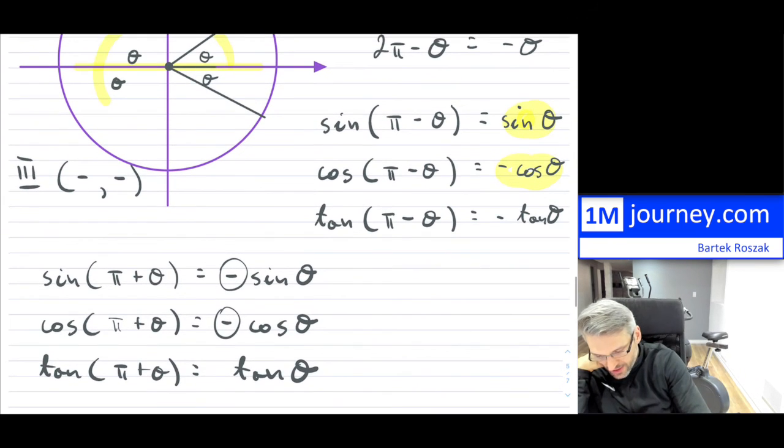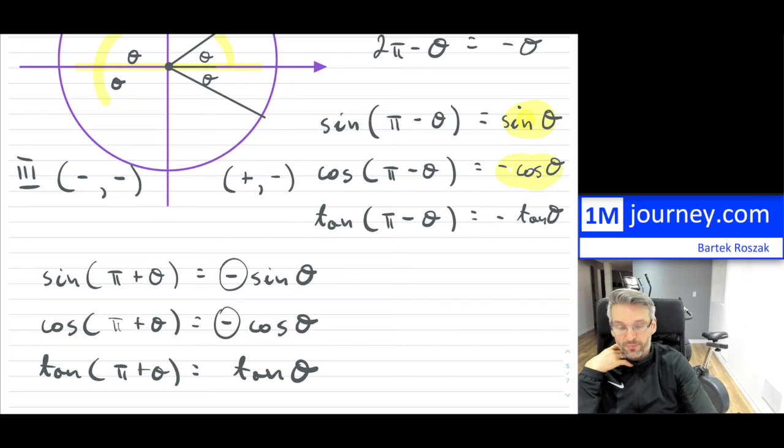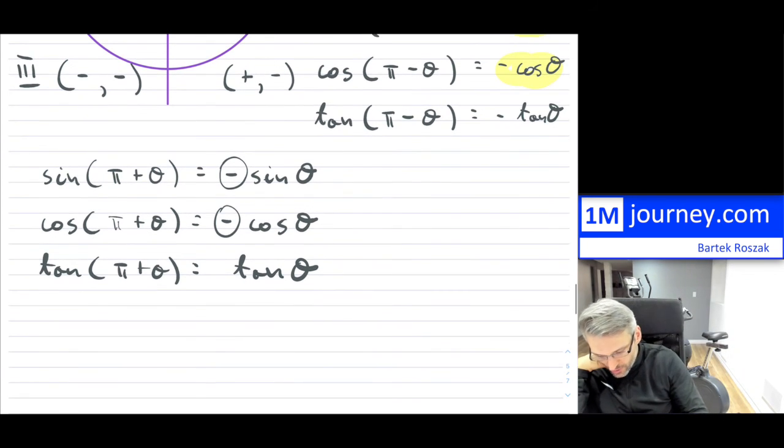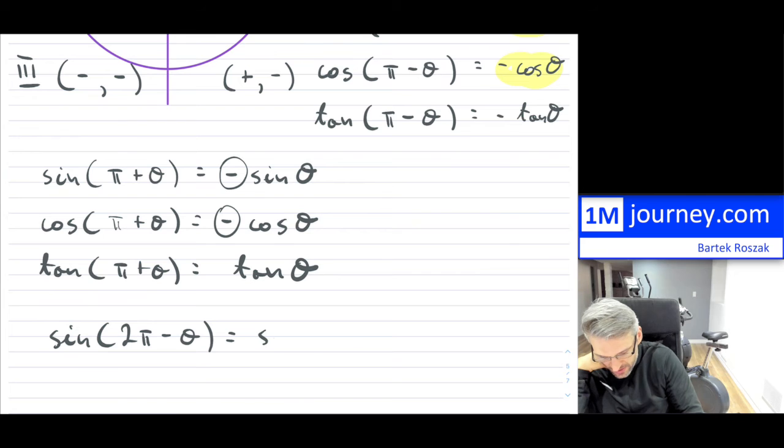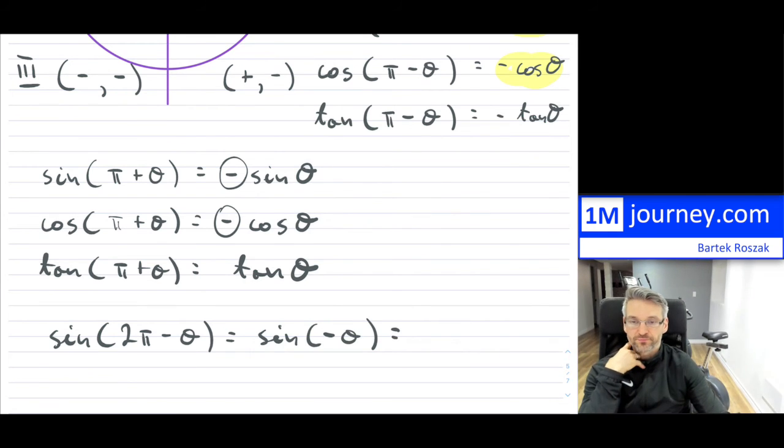Notice that in this quadrant, our x is positive, so that's my cos. My y is negative, so that's my sine. That's in that particular quadrant. So if I wanted to do sine of 2 pi minus theta, or simply this is equal to sine of minus theta.